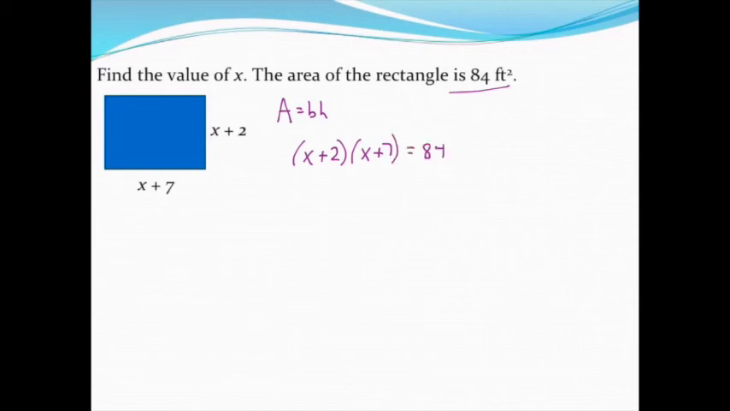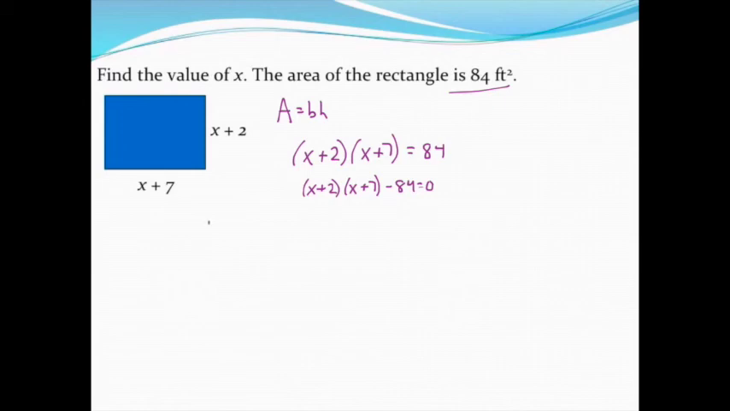Now, we can't do what we've done in the past where we just draw the line and put each factor equal to 84. In order to solve by factoring, you must be equal to 0. So to do that, I've got to subtract that 84 over. So x plus 2 times x plus 7 minus 84 equals 0. The problem now is, though, we're no longer factored. It's no longer a multiplication problem. So I need to multiply these two pieces out, simplify, and then refactor the problem before I can solve this.